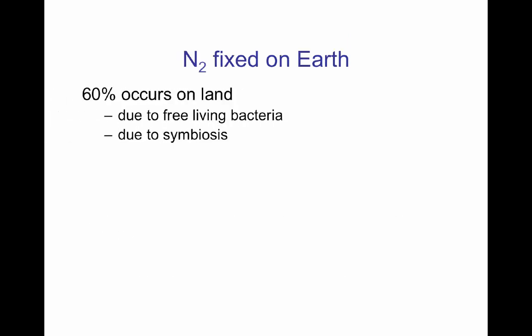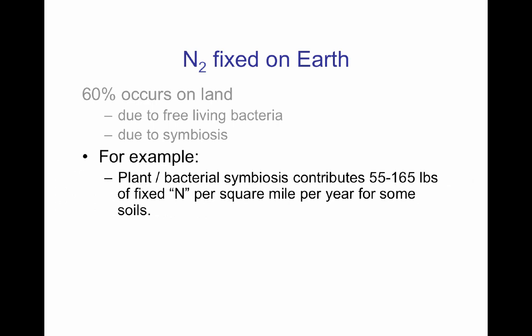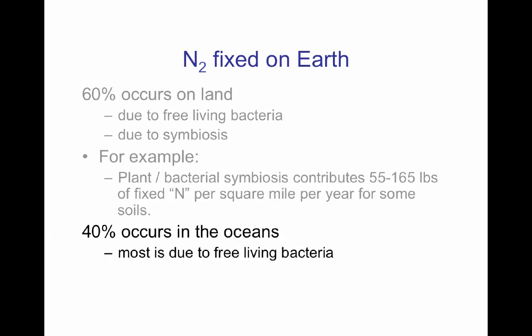Another part of nitrogen fixation is that it's mostly occurring inland. About 60% of it is occurring inland, mostly by free-living bacteria, but also by symbiotic bacteria in the roots of plants. So a plant-bacterial symbiosis, for example, we consider contributes between 55 and 165 pounds of fixed nitrogen per square mile per year in some types of soil. And 40% of it is going to happen in water, mostly by free-living bacteria.